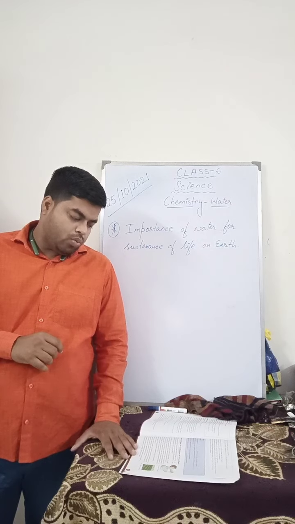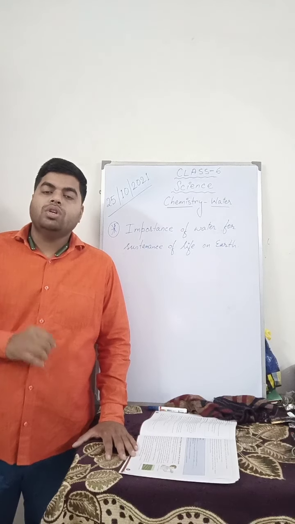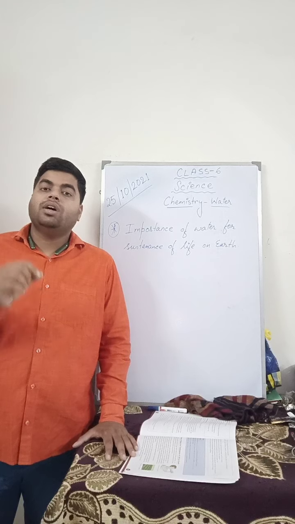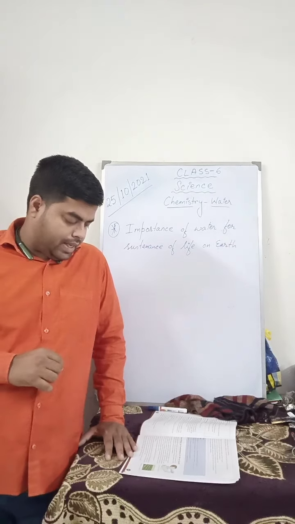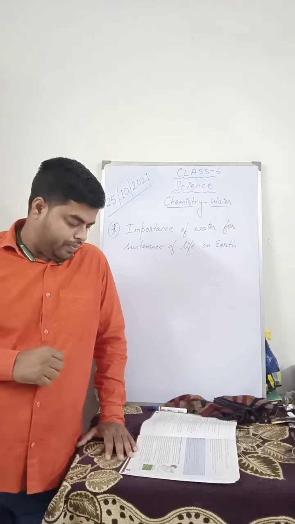Next, green plants require water during the process of photosynthesis to prepare their own food. So green plants need water so that they can perform the process of photosynthesis. They can prepare their own food and they can use that food for their own growth.